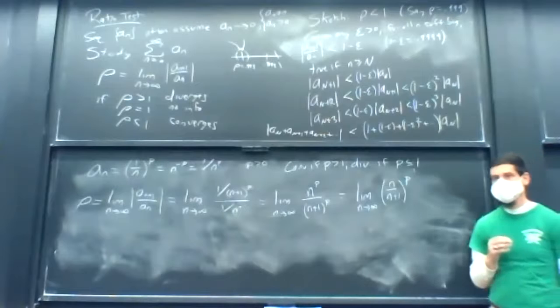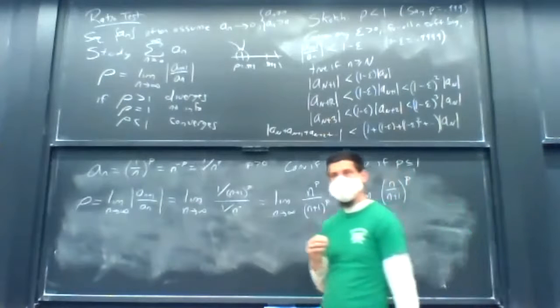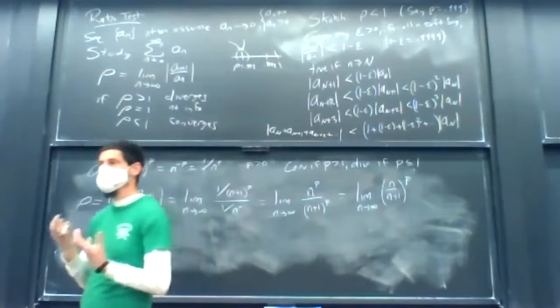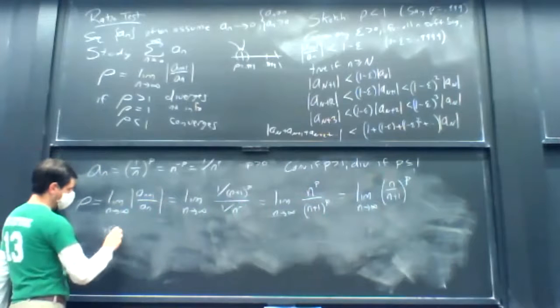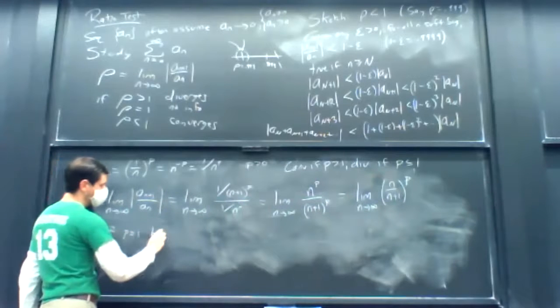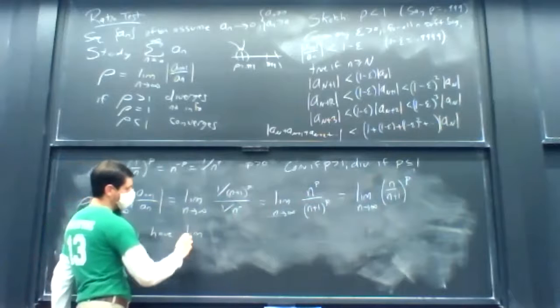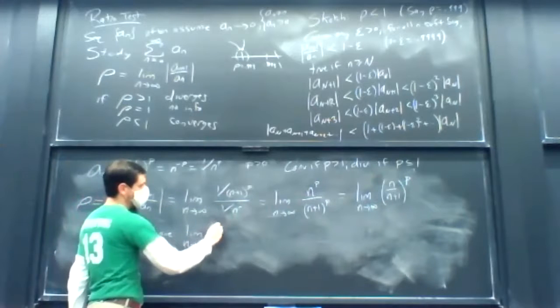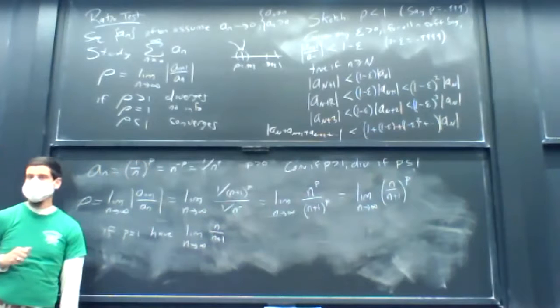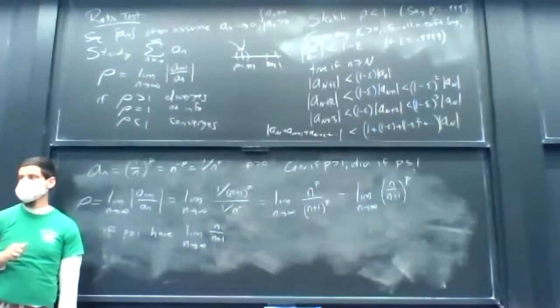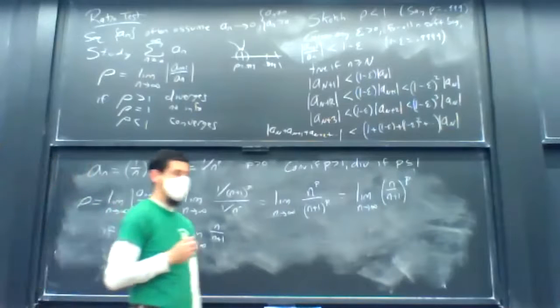What's the easiest value of p to start with? Give me a value of p that we should look at. 1. So if p equals 1, we have the limit as n goes to infinity of n divided by n plus 1. What's that limit going to be? One.